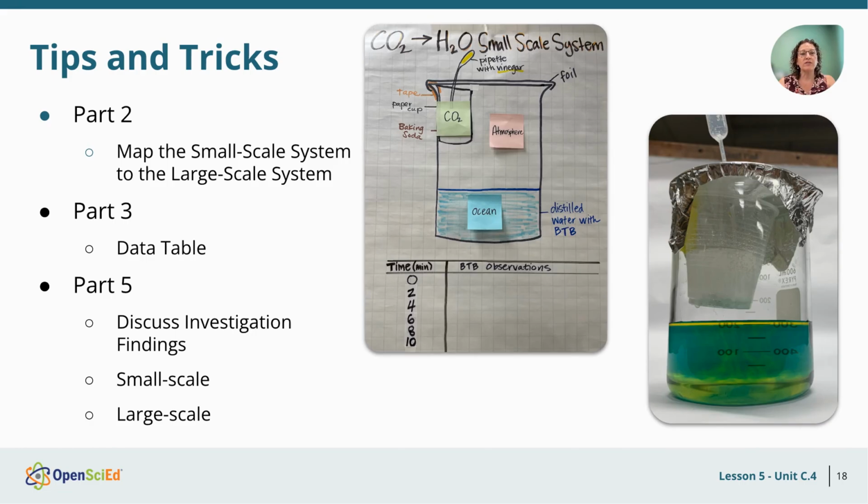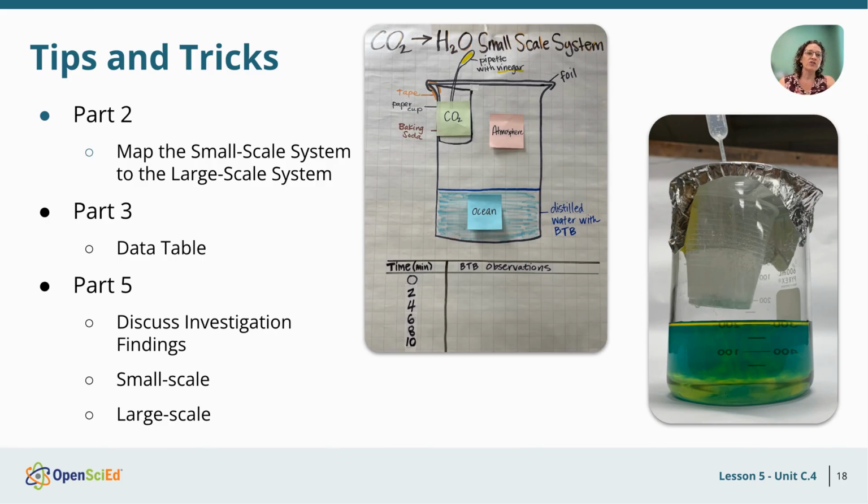The directions reference using a plastic cup instead of the beaker shown here. Regardless of the materials you use, it's really important that your students can clearly see through the side of the cup or the beaker and that they get down to eye level with the surface of the water to see the color change of the BTB at the surface.